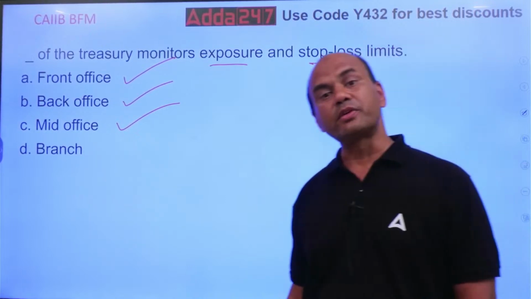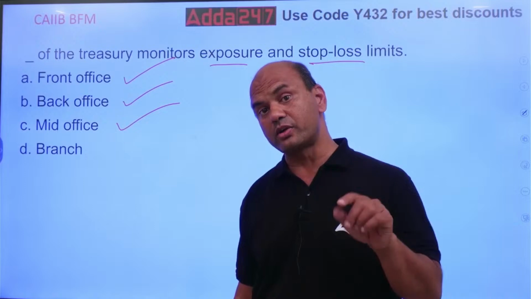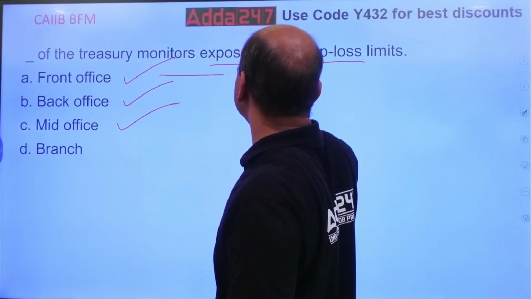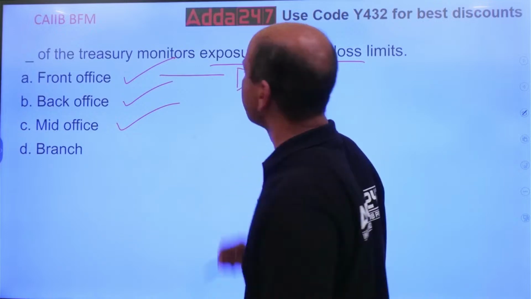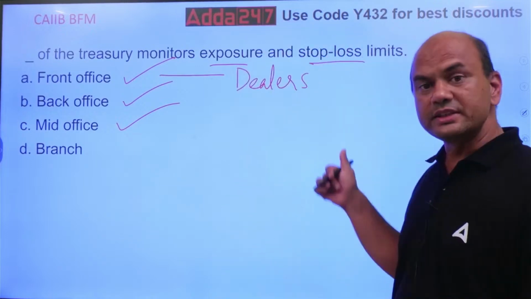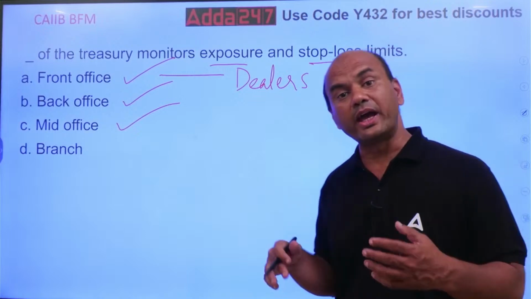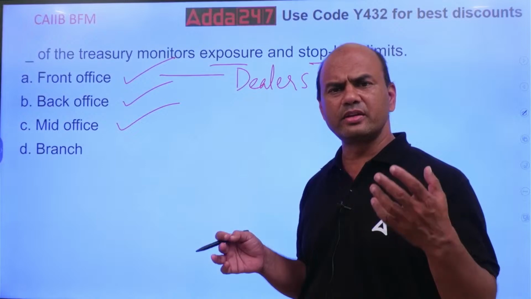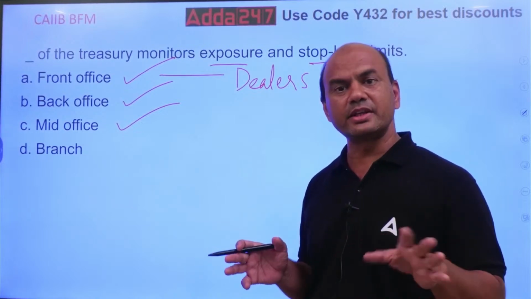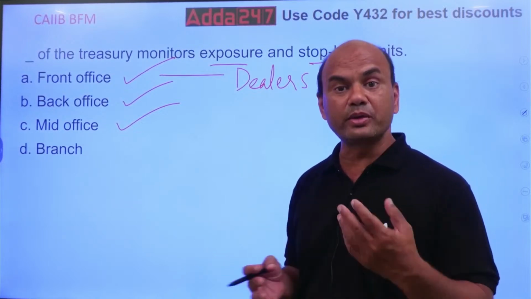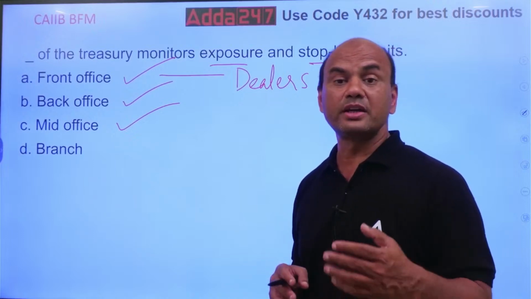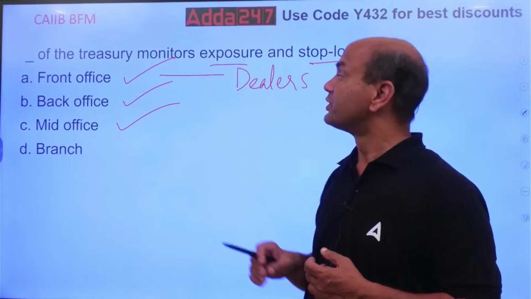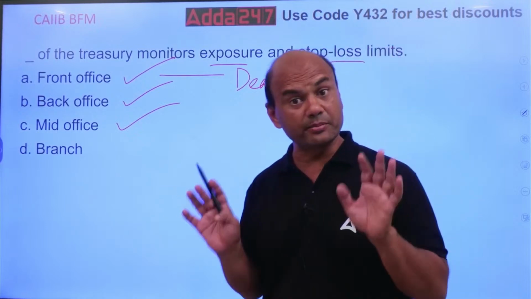The employees in the front office are called dealers generally. These employees are the ones who actually deal with the clients. They deal with the rates; the rates and everything is given to them, but they directly speak to the client and negotiate the dealings. That is called a dealer.